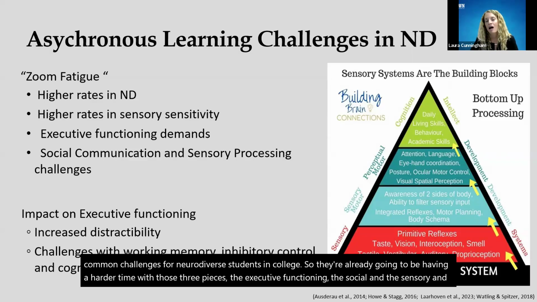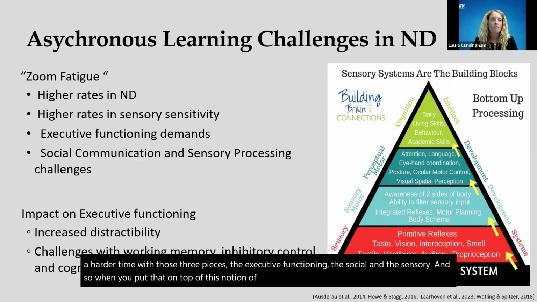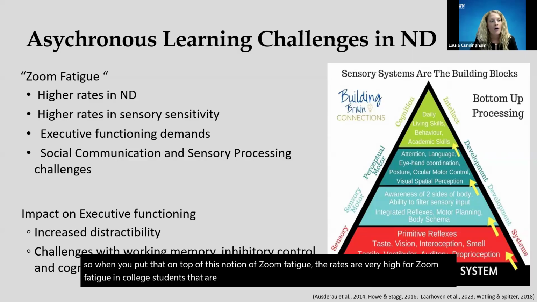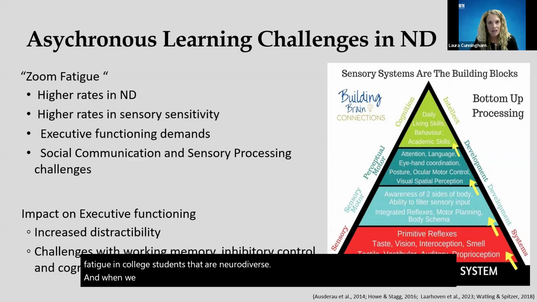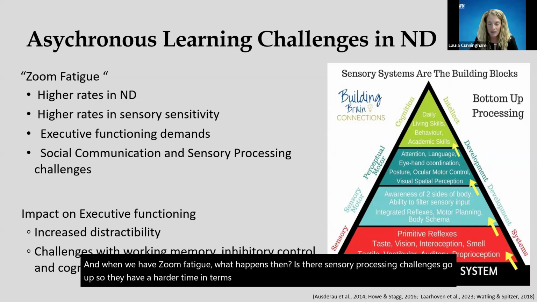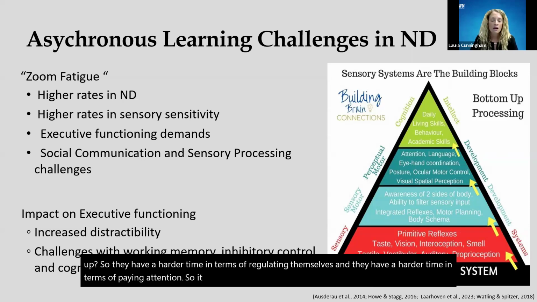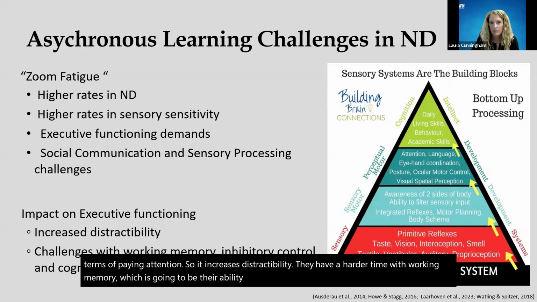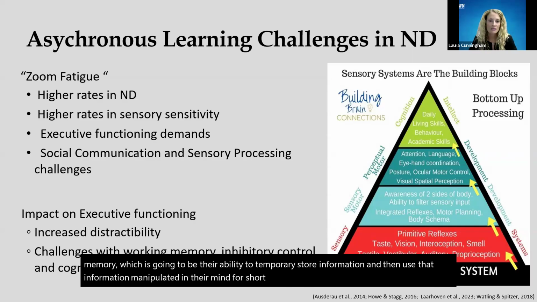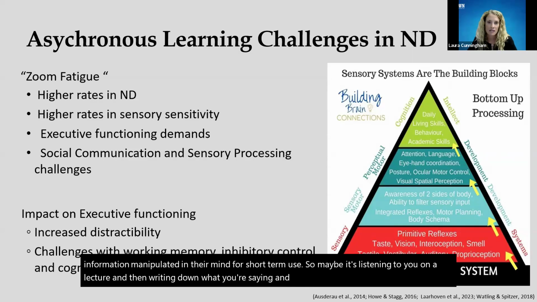And so when you put that on top of this notion of Zoom fatigue, the rates are very high for Zoom fatigue in college students that are neurodiverse. And when we have Zoom fatigue, what happens then is their sensory processing challenges go up. So they have a harder time in terms of regulating themselves, and they have a harder time in terms of paying attention. So it increases distractibility. They have a harder time with working memory, which is their ability to temporarily store information and then use that information, manipulate it in their mind for short-term use. So maybe it's listening to you on a lecture and then writing down what you're saying and then continuing to listen at the same time.